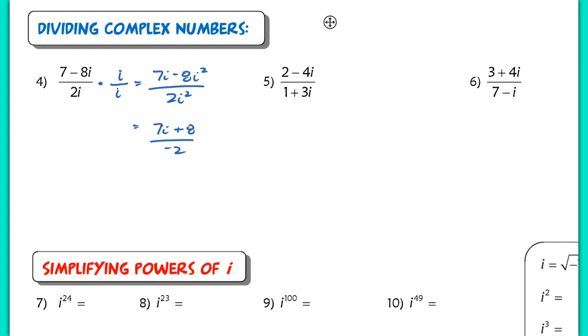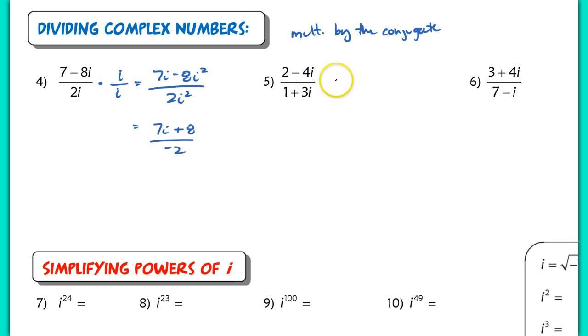Now in 5, multiplying by i over i will simply not work here, because I'll still end up with 1 plus 3i squared in the denominator, and although this term drops to be a real number, the 1 is still imaginary, and I can't get rid of it. So what I'm going to do here is multiply by the conjugate. Let's see if you remember doing that last year.